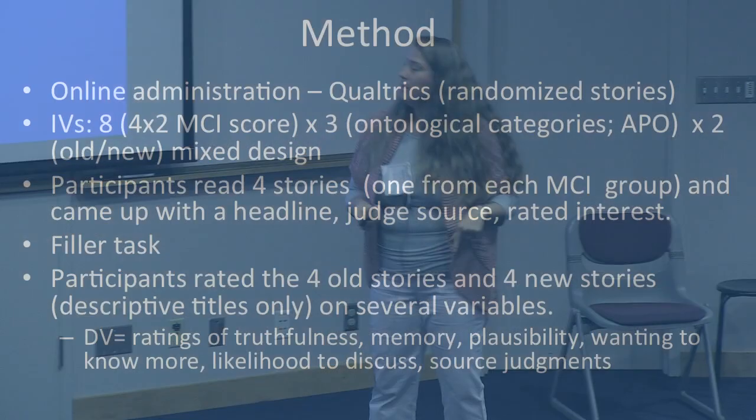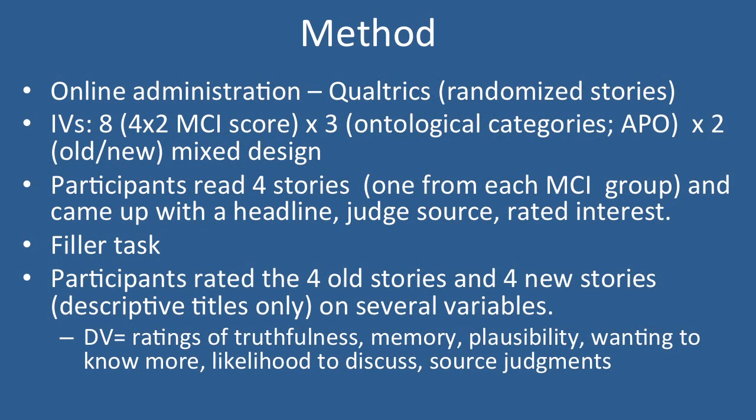Okay, so it was an online administration. Everybody got a link that brought them back to a Qualtrics survey. And Qualtrics is awesome. I love Qualtrics. It randomizes everything for you. It keeps track of which stories they read, and then makes sure you get a control item that's not one of the ones they read and pairs it up. It's awesome. As I mentioned, my IVs were the levels of MCI, the ontological categories, and then just old versus new: were these the stories that they saw and read about first, or are they just seeing the headline?